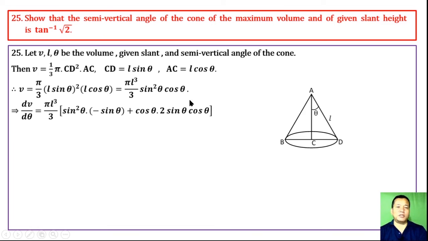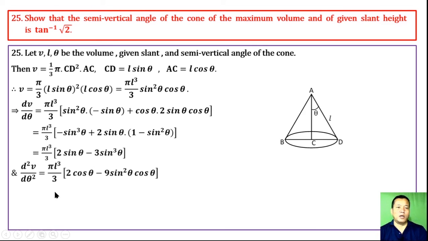Now dV by d theta, we get this. Applying the product rule on the last two factors, we get this, and simplifying and again differentiating with respect to theta, we get this expression.